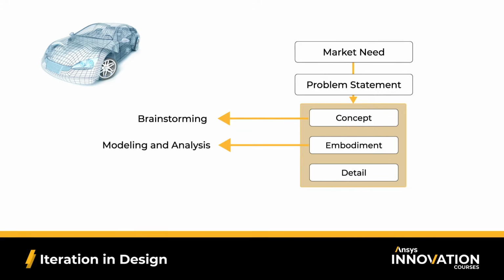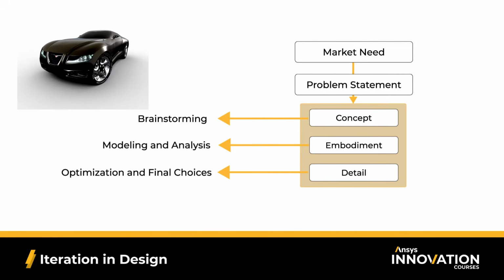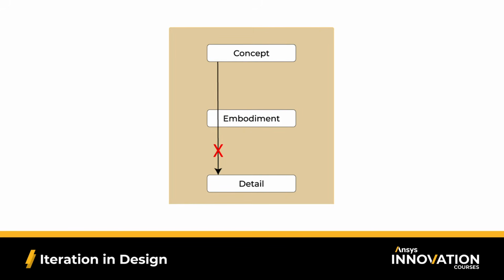Then we have the detail phase. Here is where we're analyzing the component in detail, optimizing performance and cost, and making our final choices of materials and processes. In our vehicle example, we'd be making final choices in material for various aspects of the car, identifying dimensions, and other details. We're going to come up with multiple concepts, embodiments, and even details as we're going through this process, constantly iterating and learning until we find the correct path through to our final product specification.